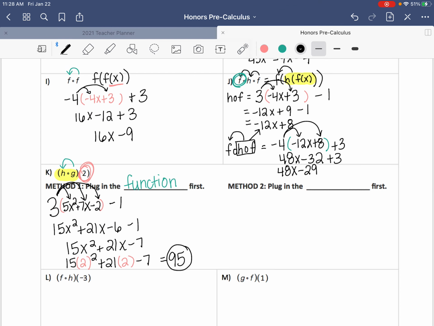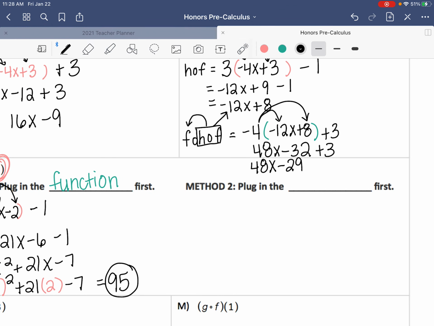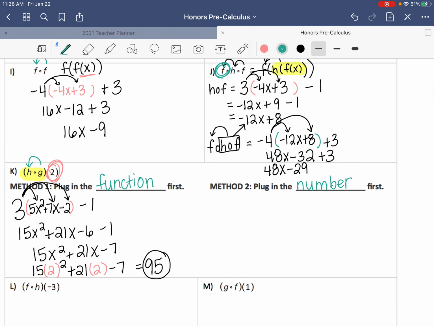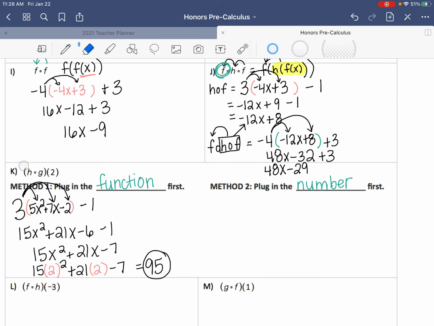Now, how is this going to be different from the second method? Well, the second method is you plug in the number first. Now, what do I mean by plug in the number first? That means that we're going to start, and we're going to do it in 2 steps. We're going to take the 2, and we're going to plug the 2 into the g function, and then we're going to get a number, and we're going to take that number and plug it into the h function.